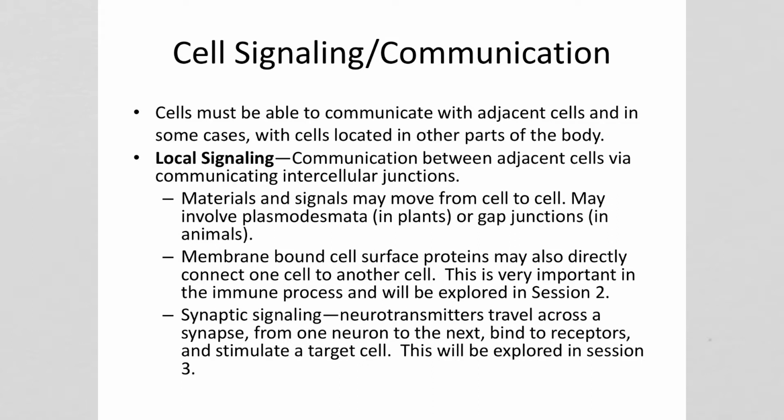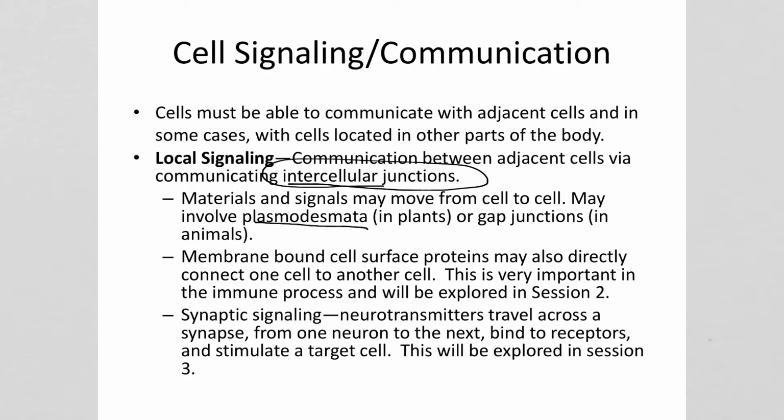Today we're going to talk about cell signaling and cell communication. Cells must be able to communicate with adjacent cells, and in some cases with cells located in other parts of the body. We're going to first talk about the case where cells are communicating with local cells, or cells that are adjacent to each other. Oftentimes this is done through what are called intercellular junctions, junctions between two cells. There's a couple of examples you need to be familiar with.